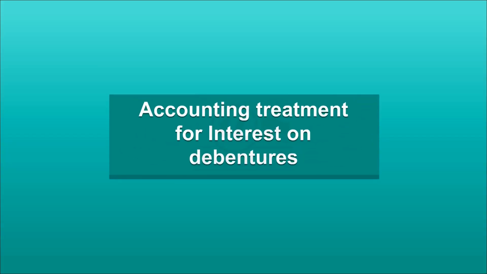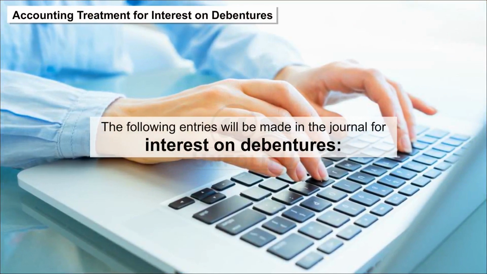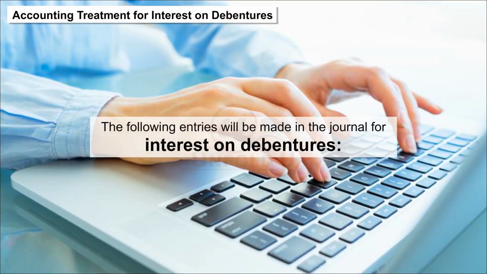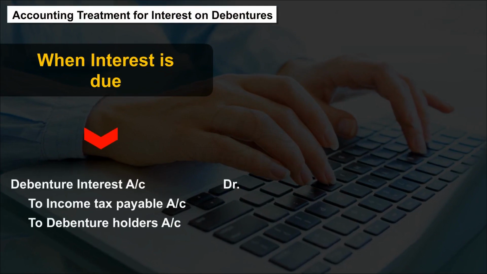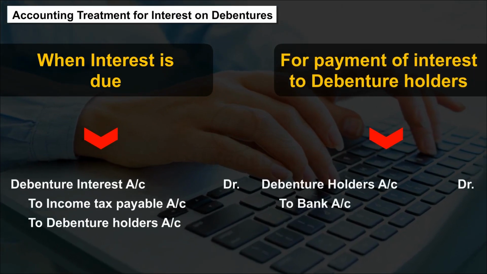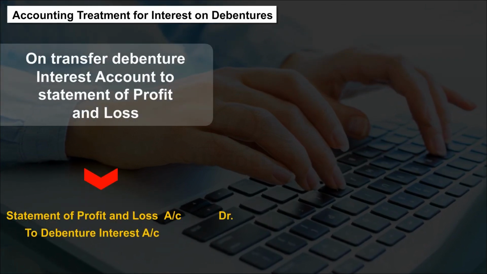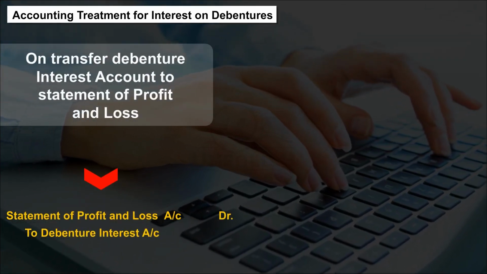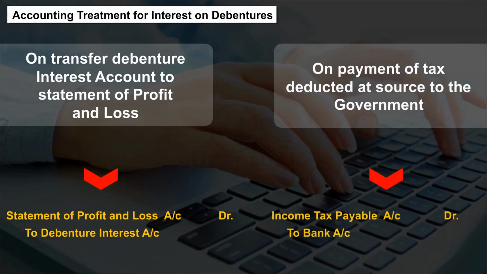Accounting treatment for interest on debentures. The following entries will be made in the journal for interest on debentures. When interest is due. For payment of interest to debenture holders. On transfer of debenture interest account to statement of profit and loss. On payment of tax deducted at source to the government.